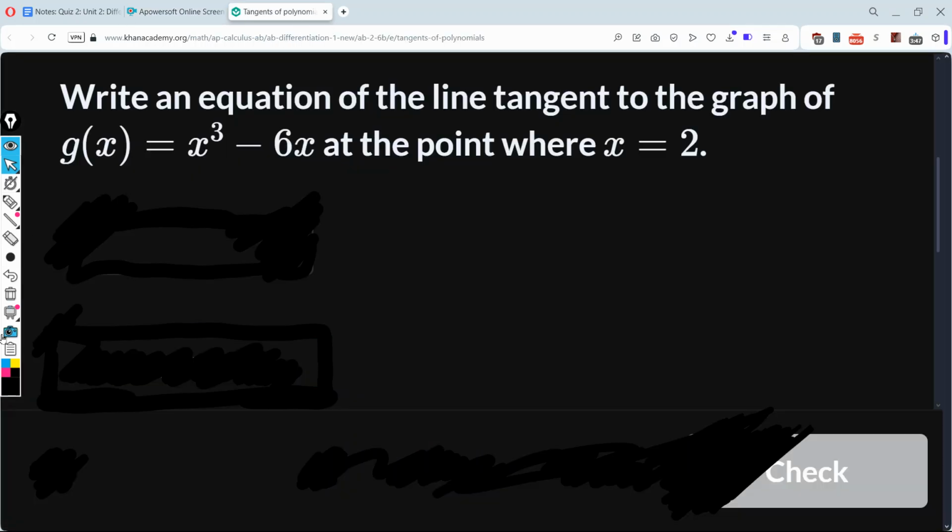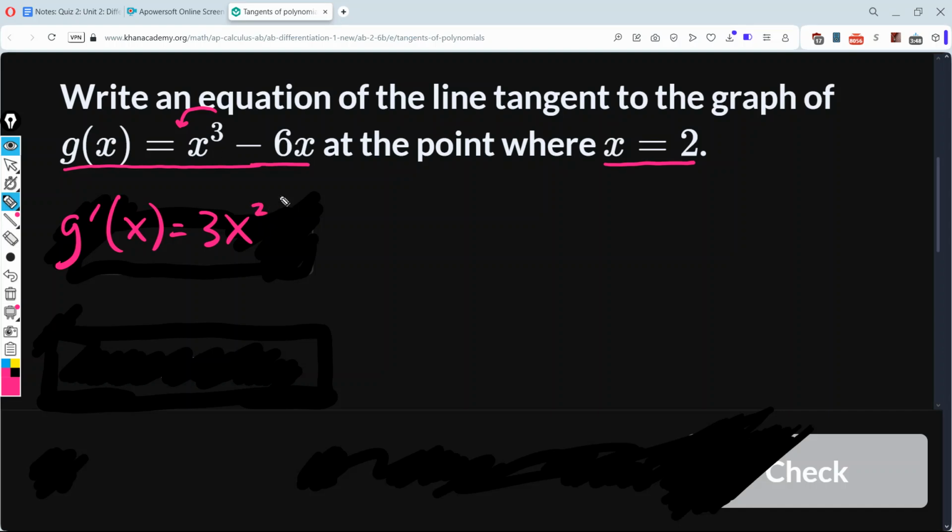All right, one more. It says here, write the equation of the line tangent to the graph of this function at the point where x equals 2. We need to find the slope at x equals 2, so we need to take the derivative. This is g of x. We're going to differentiate to get g prime of x. Take the 3 and move it out front. That's going to be 3x. Decrease the exponent by 1. x to the third becomes x squared.